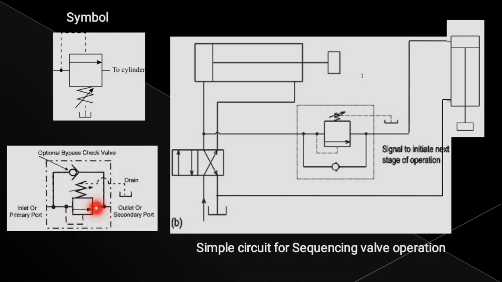The symbol is going to be here. This is the pressure sequencing valve.